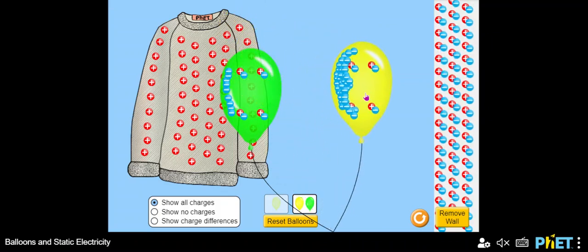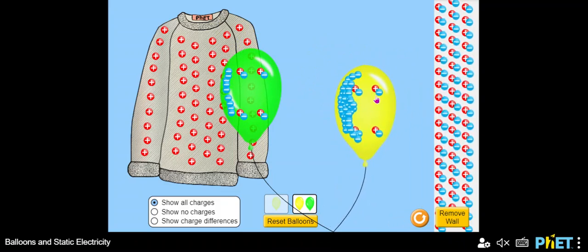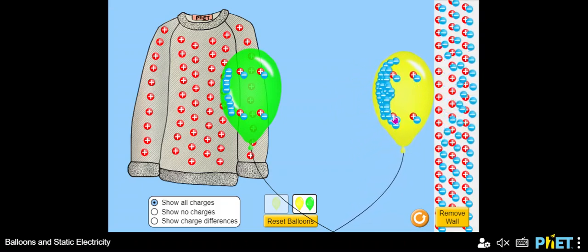If I bring it close to the wall, of course there'll be an attraction. But just watch what happened. The protons and electrons were together. As I brought this closer, it pushed the electrons away because this yellow balloon is negatively charged. It has a net of electrons, right? Even though the wall is neutral, the balloon now pushes the electrons away, leaving the positive charge at the edge of the wall. So that is why this balloon is experiencing attraction.